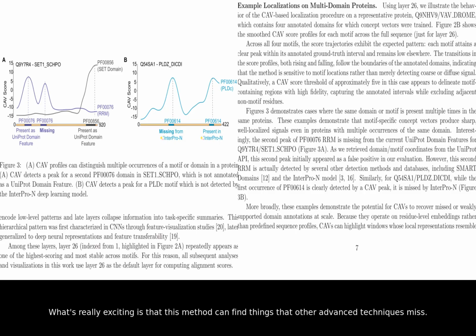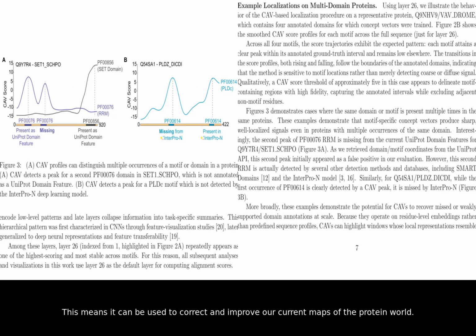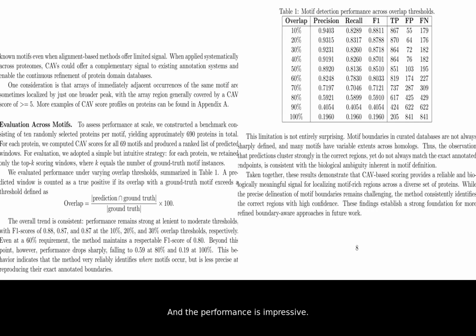What's really exciting is that this method can find things that other advanced techniques miss. Here, the peaks show the AI detecting a motif that was missing from a major protein database, but was later confirmed by other methods. This means it can be used to correct and improve our current maps of the protein world. And the performance is impressive.